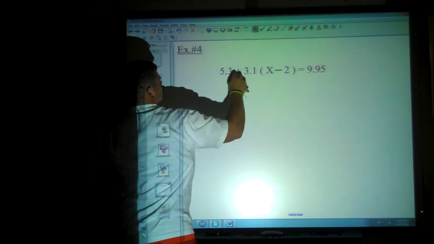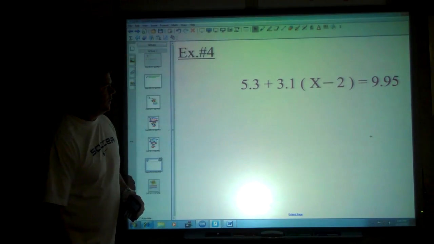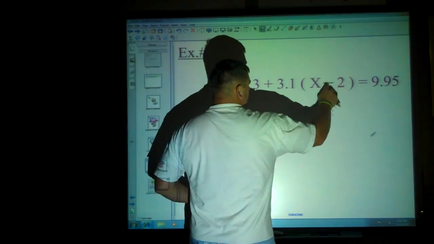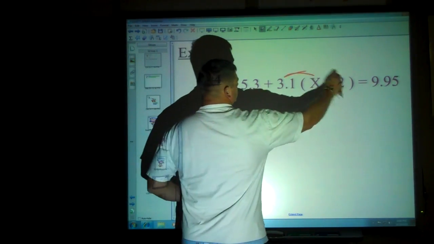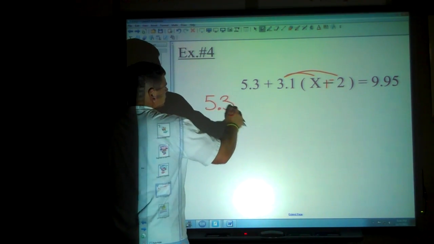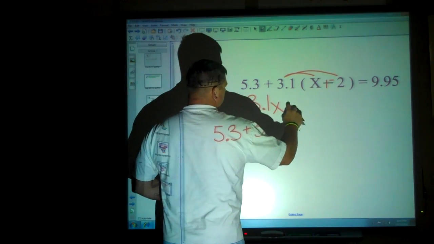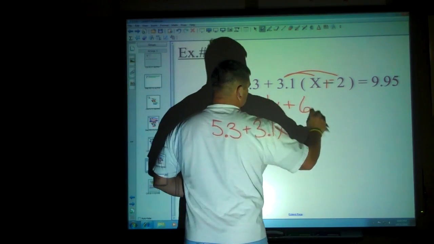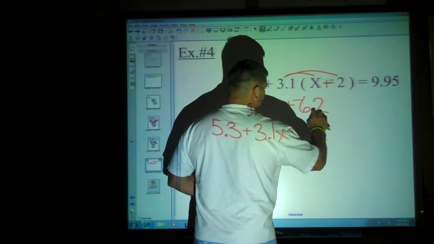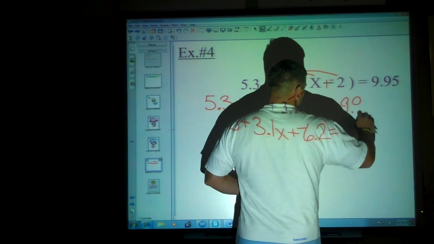Last one. Got a little bit more to it. There's still some decimals, but there's also a parenthesis in there. Change our sign to plus negative. And I'm going to go ahead and distribute this first. So now I will have 5.3 plus 3.1x plus negative 6.2 equals 9.95.